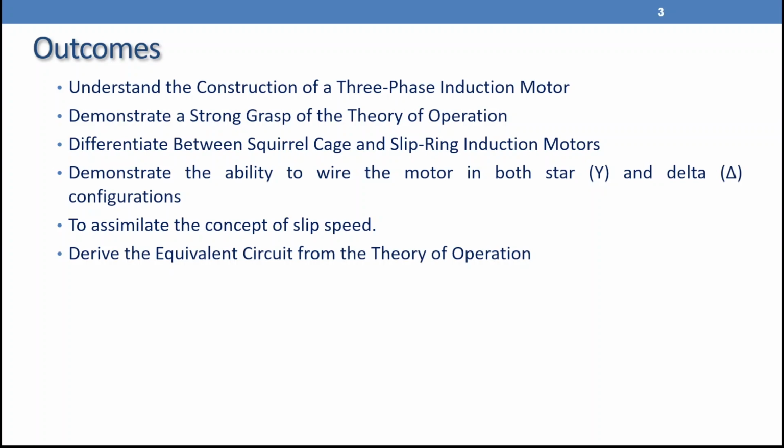And then we are going to demonstrate the ability to wire the motor in both star and delta connections. I presume that you covered the review chapter and looked at the three-phase winding, so you know what I mean by star and delta connections. Then you are going to assimilate the concept of slip speed, which is a very important concept for this machine. And after that, we are going to derive the equivalent circuit from the theory of operation.